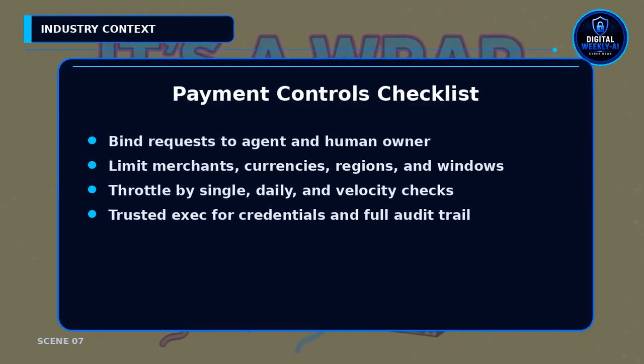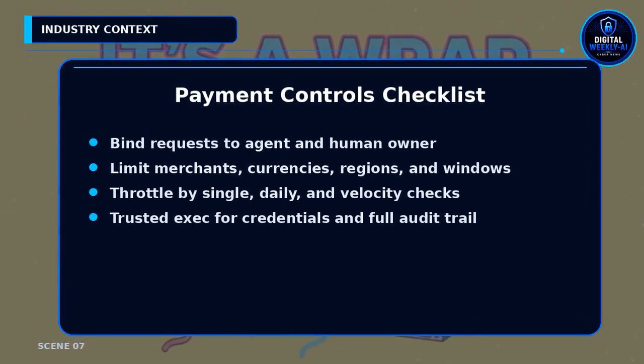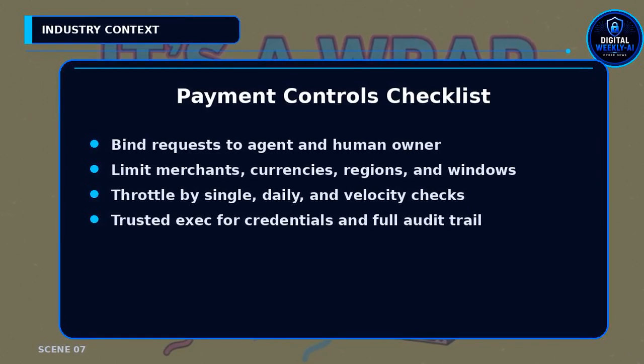Agent payment controls. Before an AI agent can move money, practitioners recommend concrete controls. Bind each request to an agent, organization, human owner, and credential. Restrict allowed merchants, currencies, countries, payment types, and time windows. Enforce single transaction and daily limits and velocity checks. Pause for human approval on new merchants. Use trusted execution for credentials, and record full audit metadata.